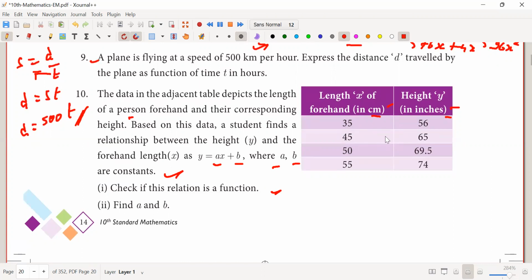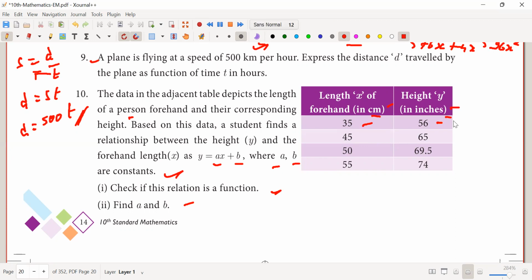Each and every forearm is pointing to one height, isn't it? So it is a function. Find a and b. How to find a and b? Y is the height, x is the length of forearm. First thing we have to do is convert everything into the same unit. That is most important. If this is in centimeter, this also should be in centimeter.